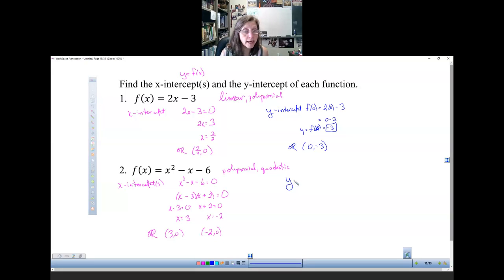Only one y-intercept, all right, because again, otherwise it won't be a function. So I'm going to find f of 0. And so I have x squared, oops, I have no idea what I'm doing. I'm going to have 0 squared minus 0 minus 6. Everything's going to disappear except for the negative 6. So this is my y-intercept. So y is equal to negative 6. Or I can write this as 0, negative 6. Questions?